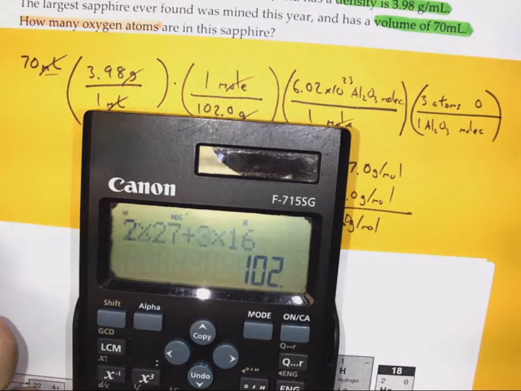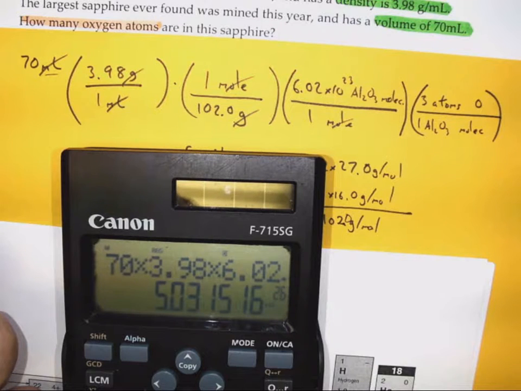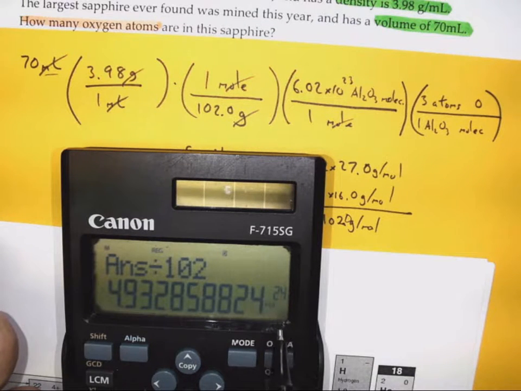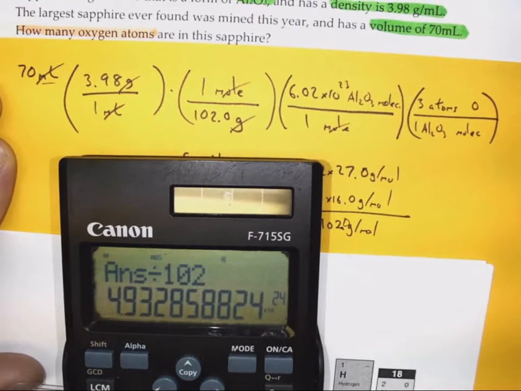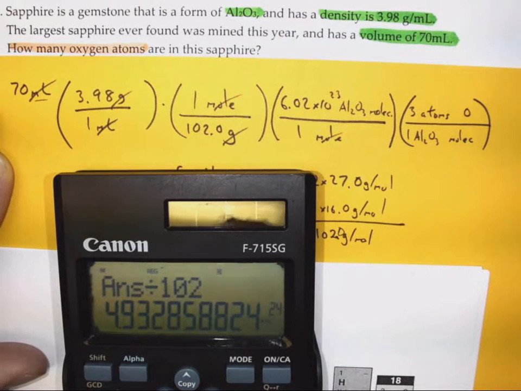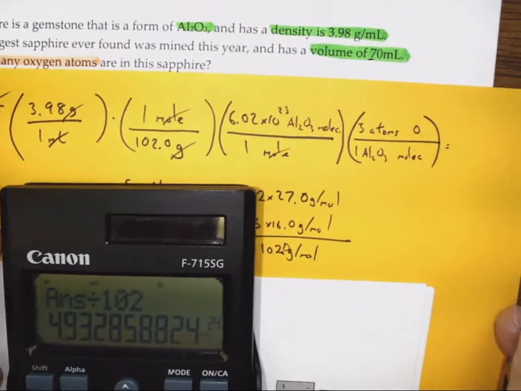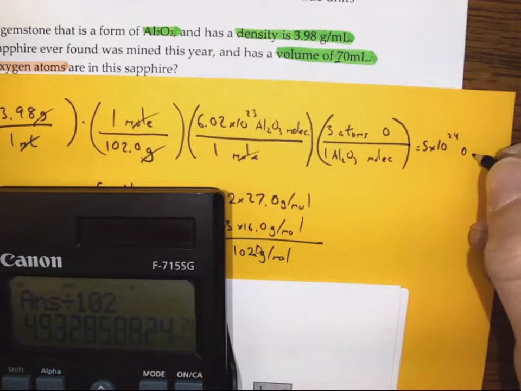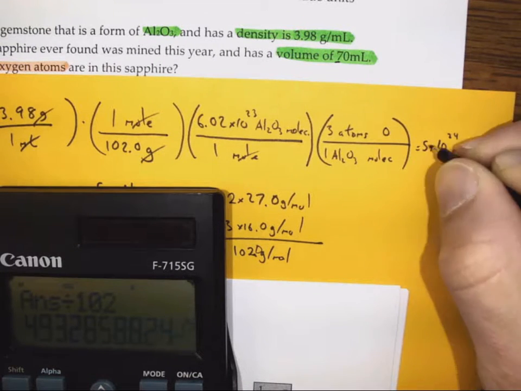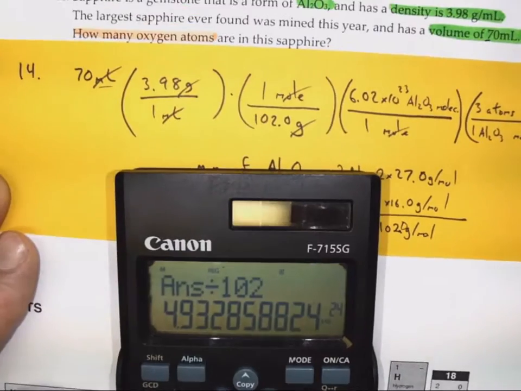We can just finish that off by saying, okay, 70 times 3.98. I'll just multiply the tops across times 6.02 times 10 to the 23 times 3, and divide that all by 102, and I get some number of atoms. How many sig figs? Well, it's about 70 mils, but that's not a very precise value, I bet. I bet they didn't figure that out by difference or anything like that. So I assume there's only 1 sig fig here. So that means 1 sig fig in this answer. And that gives us 5 times 10 to the 24 oxygen atoms in the largest sapphire, which has a name, but I forget it. All right, let's move on.